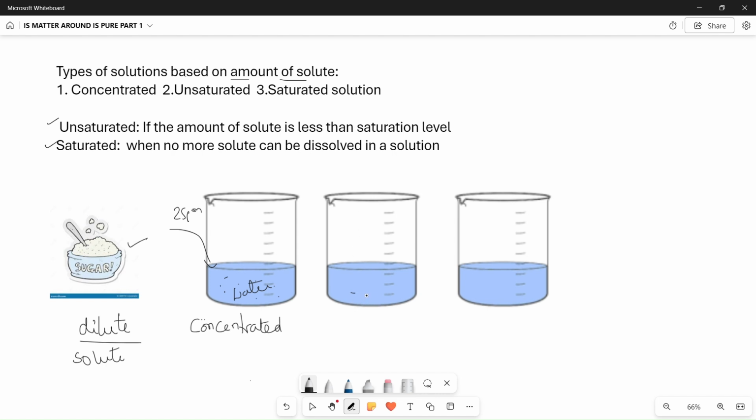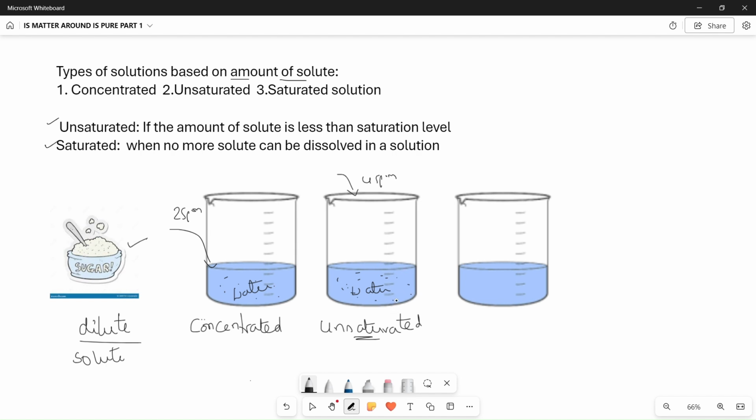Then you can add some more spoons. Up to what point? The water will tell you, so I can dissolve more spoons of sugar. You can add 2 to 4 spoons, and it will dissolve and give you a clear solution. Then what is it called? Unsaturated solution. Unsaturated means it has more capacity to dissolve sugar in water. It is not saturated, it has more capacity.